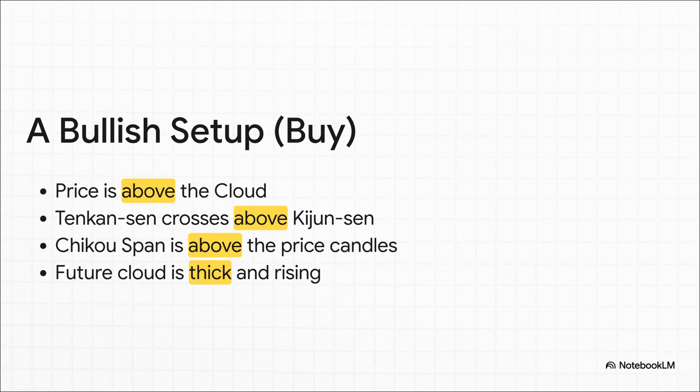So what does a really solid, high probability buy signal look like? It's not just one thing. It's what we call a confluence, a bunch of things lining up perfectly. First, the price has to be above the cloud. Then you want to see that fast line cross above the slow line. And for final confirmation, you want that rearview mirror, the Chikou Span, to also be above the price. When all those things happen, you've got a strong signal.